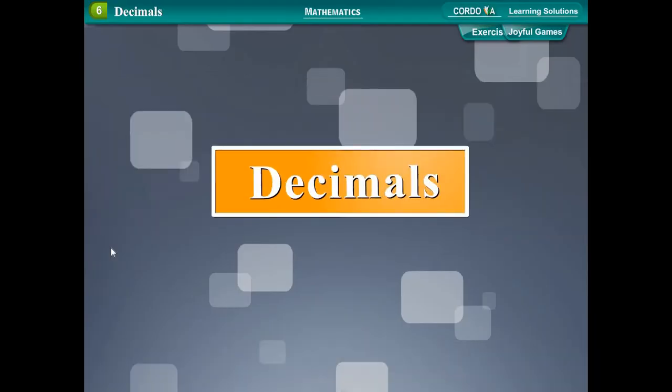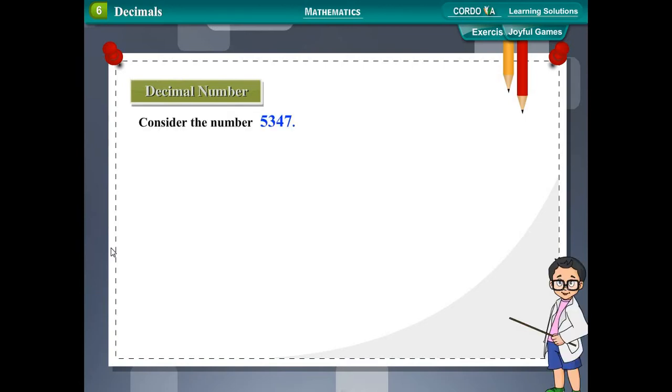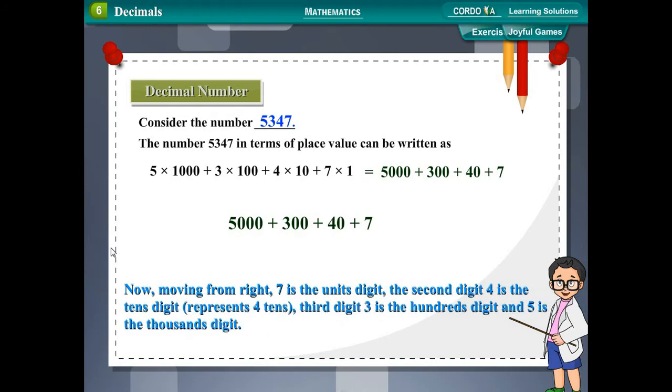Chapter 6. Decimals. Decimal number. Consider the number 5347. The number 5347 in terms of place value can be written as 5 into 1000 plus 3 into 100 plus 4 into 10 plus 7 into 1, which is equal to 5000 plus 300 plus 40 plus 7.